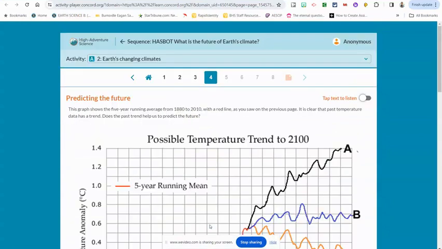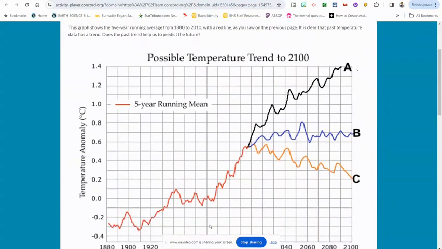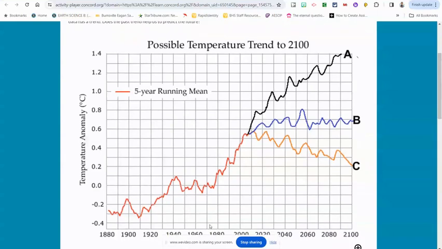Predicting the future. This graph shows the 5-year running average from 1880 to 2010. With the red line you saw on the previous page, it's clear that the past temperature data has a trend. Does the past trend help us to predict the future? So here we have 3 options, A, B, and C.